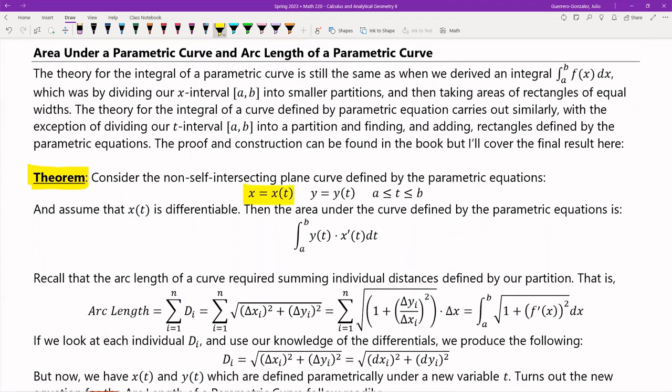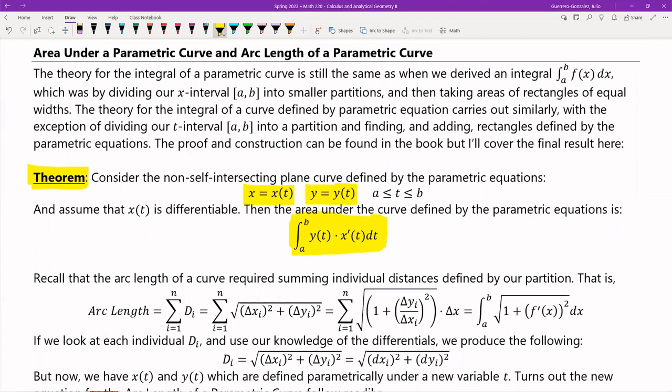Suppose you had two parametrically defined functions, an x of t and a y of t. Then the area under the curve is given by this integral right here. And like I said, the theory is still the same.